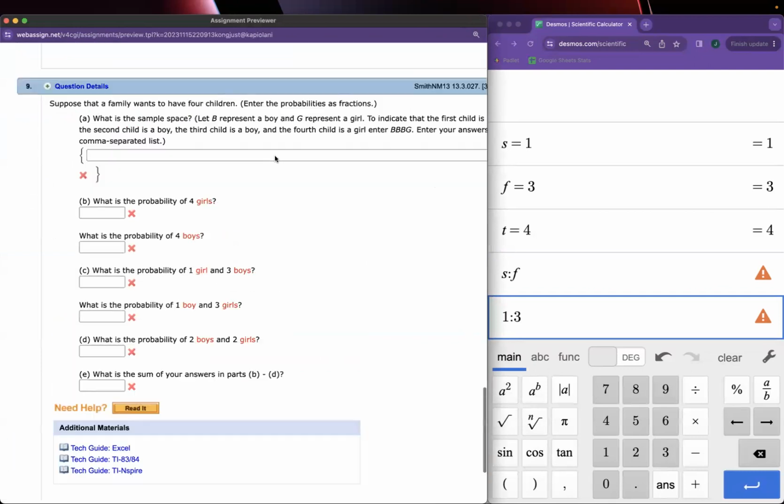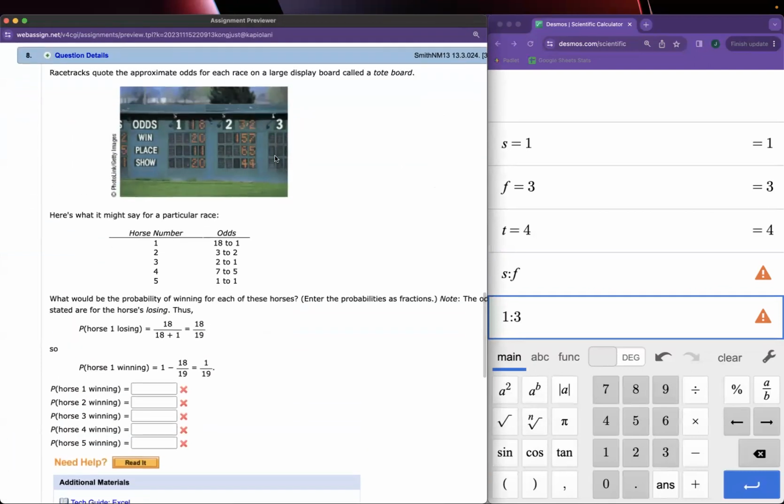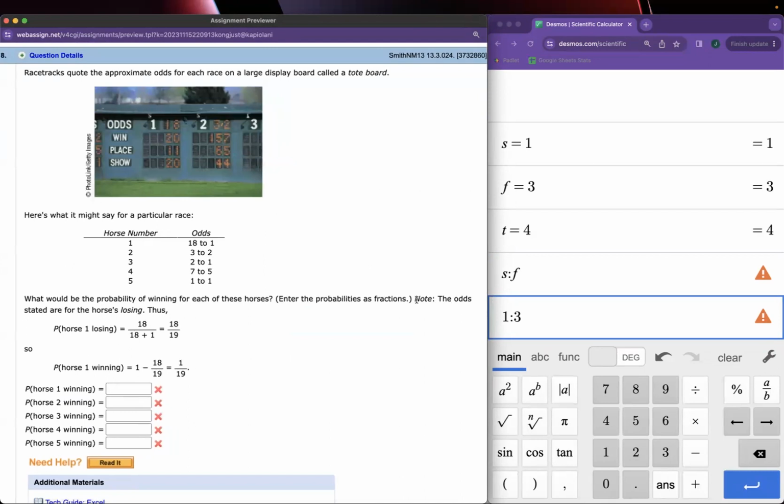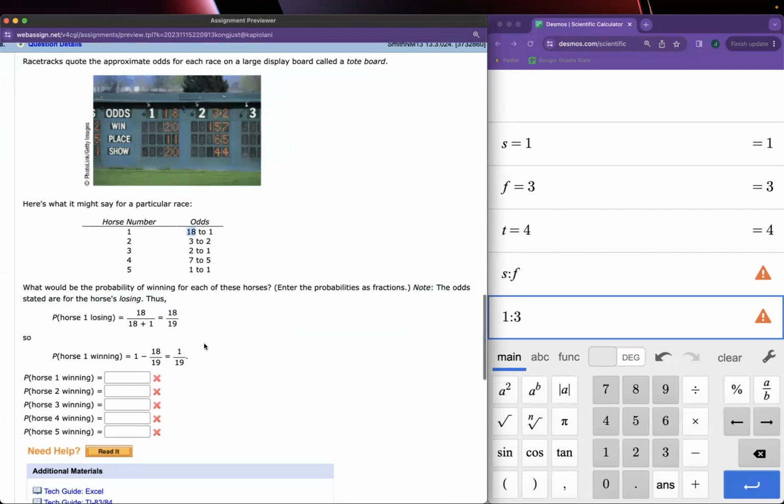Okay, 2 more questions. All right, racetracks quote the approximate odds for each race on something called a tote board. Here's what they might say. Horse number 1, odds 18 to 1. When they state these odds, note here, the odds are stated from the horse losing. So 18 is the number of failures. This is odds against them winning.